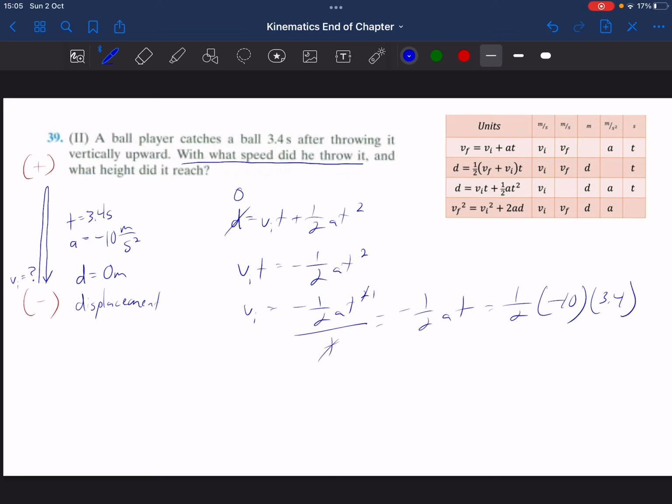So, what speed did he throw it? Let's see. Opening up the calculator. We get 17 meters per second. Okay, and what height did it reach? So now we need to break it into a piece here. Okay, there's a couple things we could do.